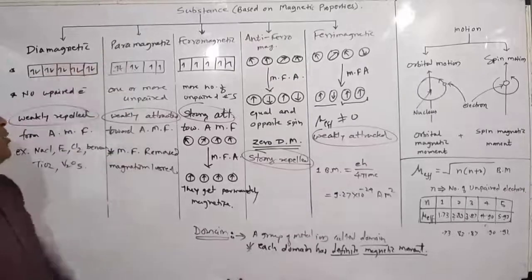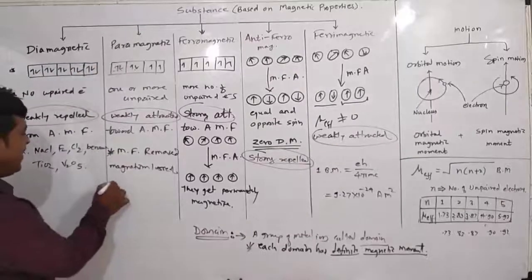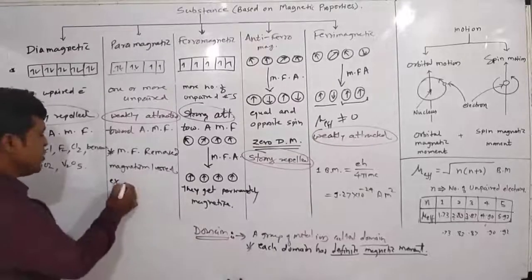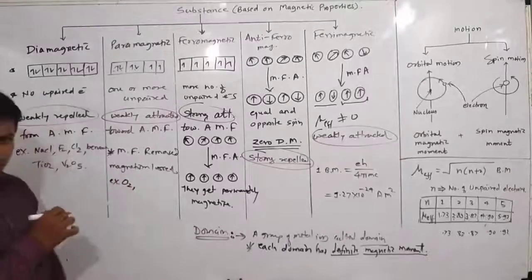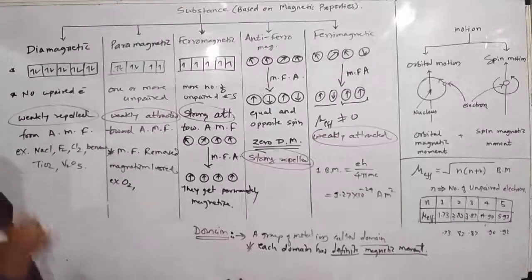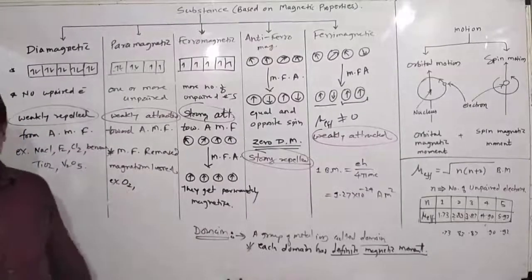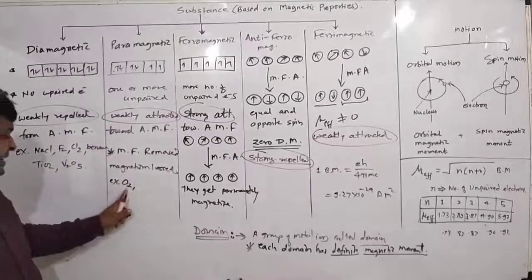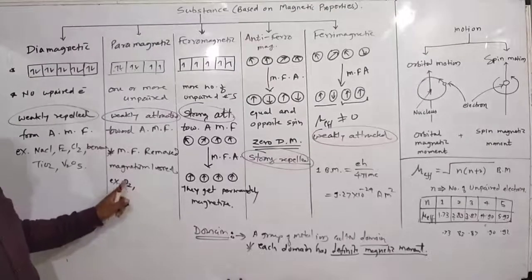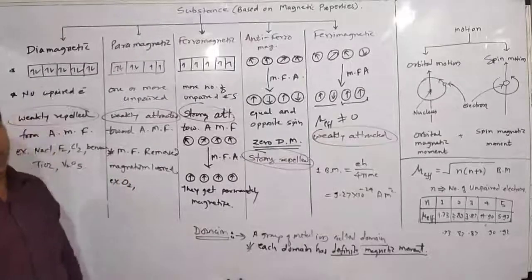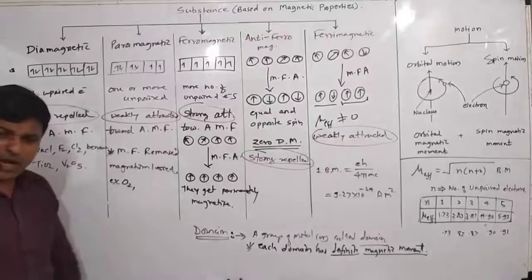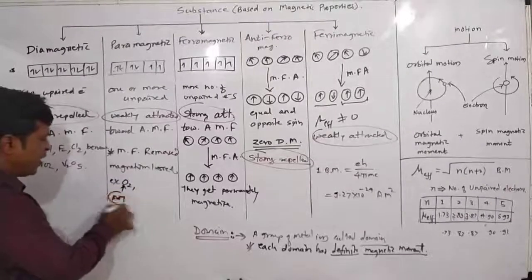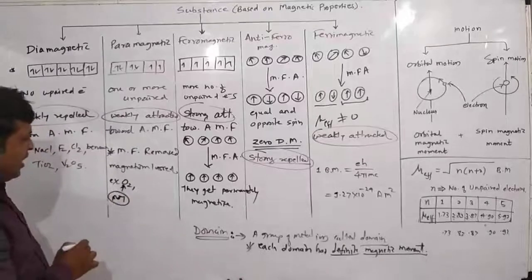What are the examples of paramagnetic substances? The most important example is O2. It looks like it should be diamagnetic because it contains an even number of electrons, but it is still paramagnetic, and its paramagnetic behavior can be explained on the basis of molecular orbital theory, MOT, right?